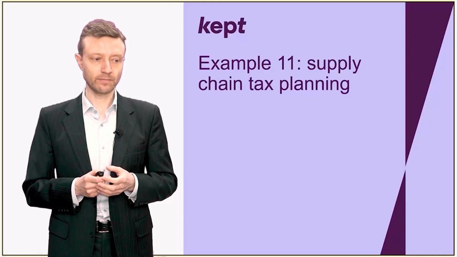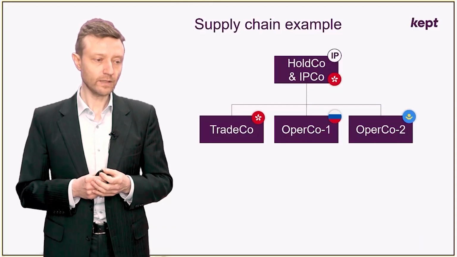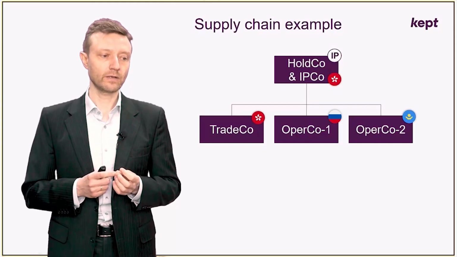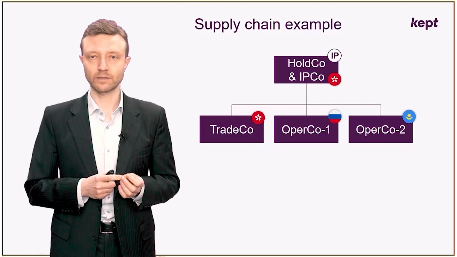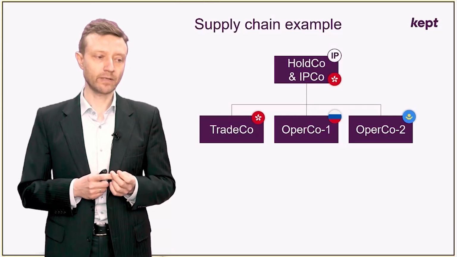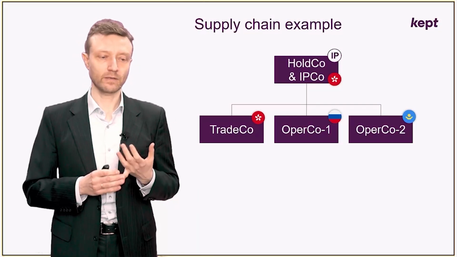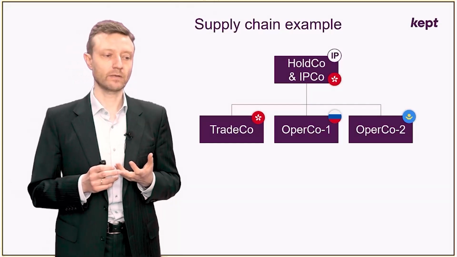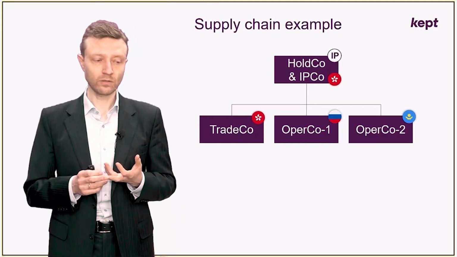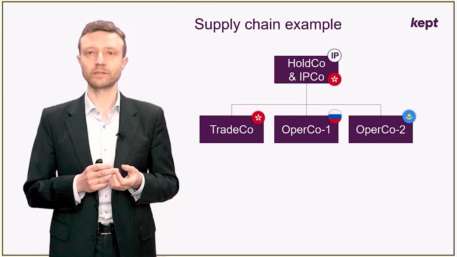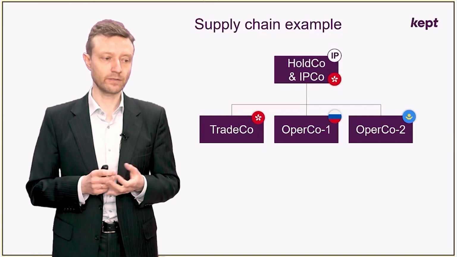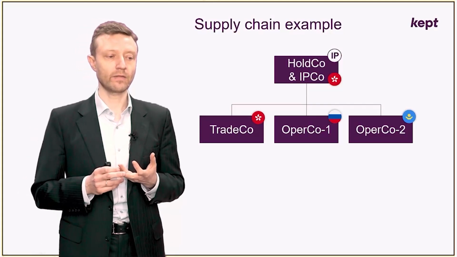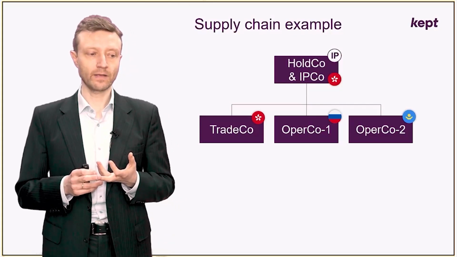Next example, supply chain tax planning. Let's look at a specific structure. Here we can see a holding company and at the same time an IP company. So this company combines holding and intellectual property activities. Let's assume that it's in Hong Kong, and as a holding company, it owns subsidiaries in Russia, Hong Kong, and Kazakhstan. And the subsidiaries in Russia and Kazakhstan are operating companies.